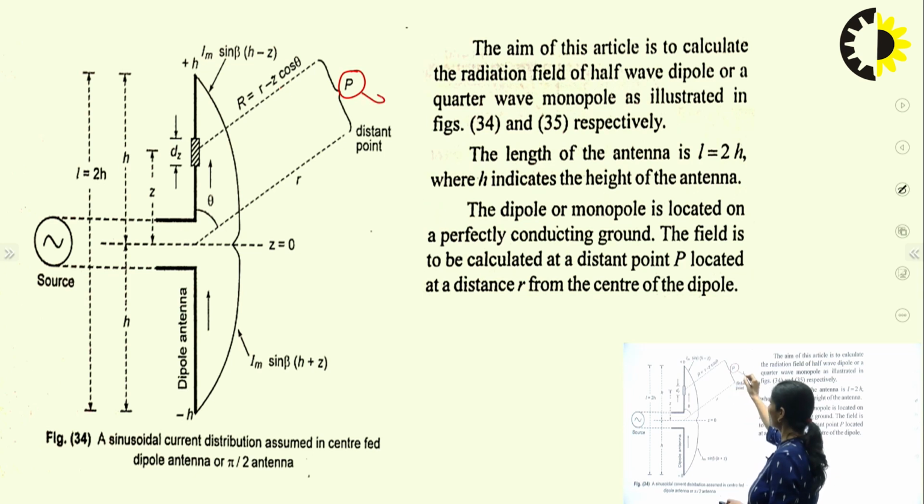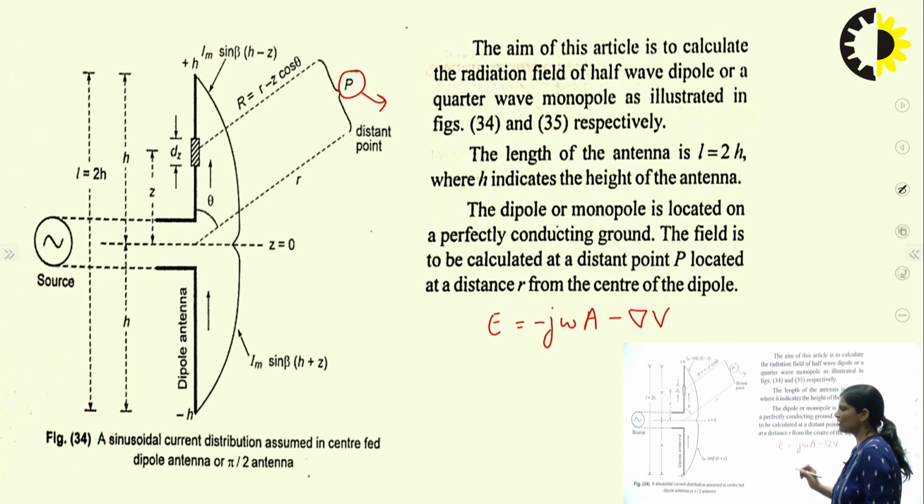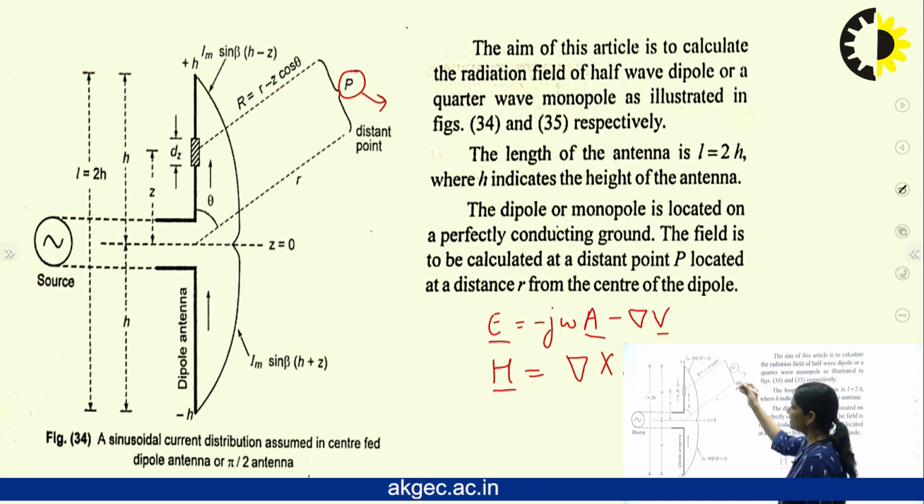Here you have to find out the average power, and power is in terms of electric and magnetic field. As you all know, electric field E is equal to minus j omega A minus del V. Already it was discussed in the previous lecture, and magnetic field is equal to what? Del cross A. So, you should know A and V. You can find out electric and magnetic field, and when you are finding the power, you have to find out the average power.